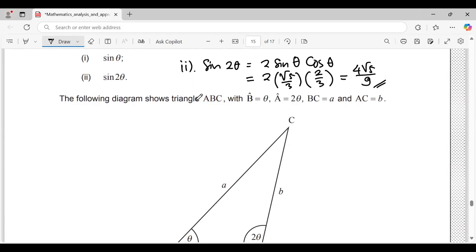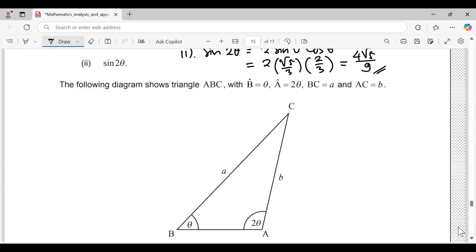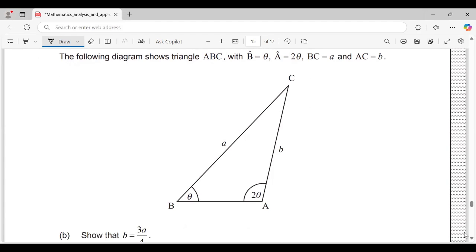The following diagram shows triangle ABC with angle B theta and angle A 2 theta. This is the triangle.